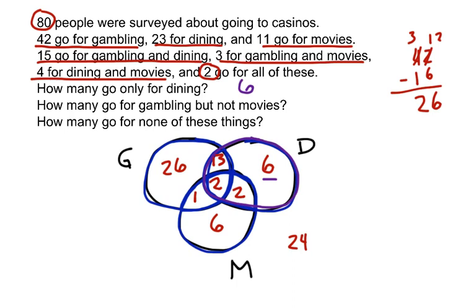So that's the people that are inside the gambling circle but are not in the movies circle. So I don't want to count them and I don't want to count them. So they go for gambling but not movies. So that's these 26 and these 13 put together. So that's 39. And then finally, how many go for none of these things? Well, that's the people that are outside all the circles, and so there are 24 of them.